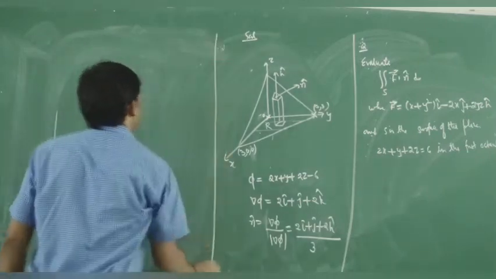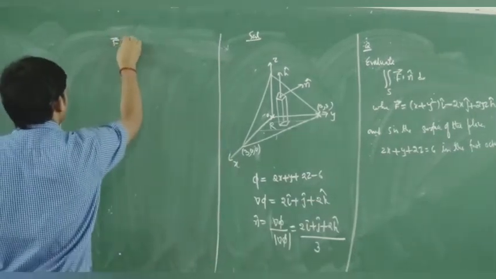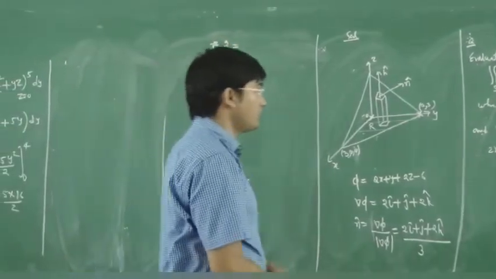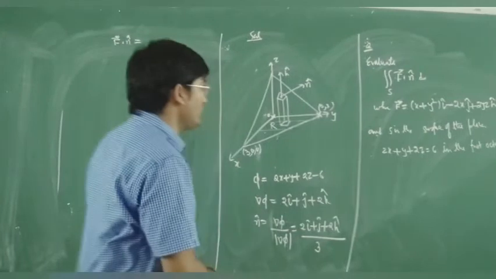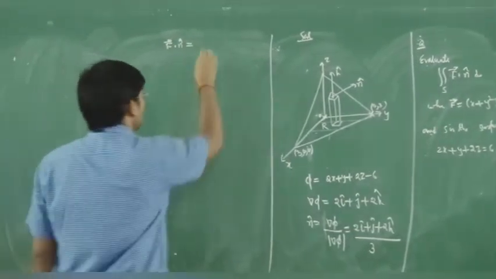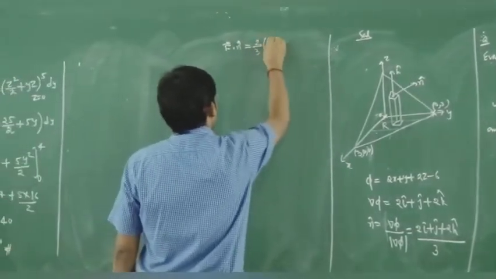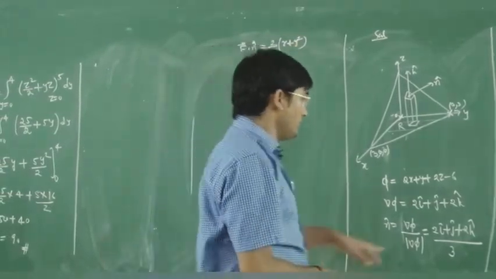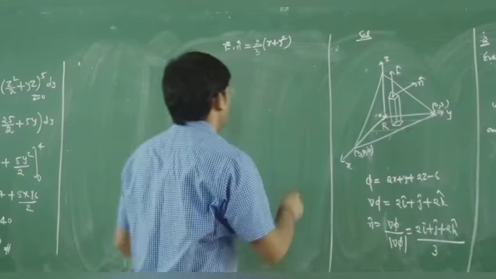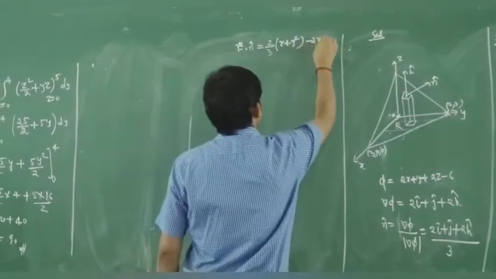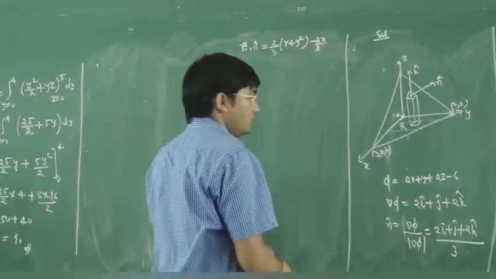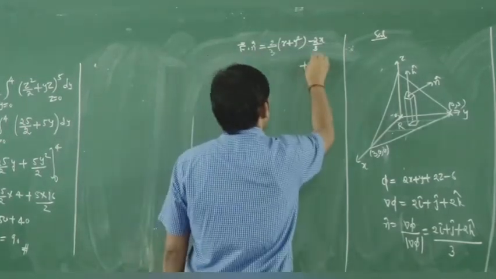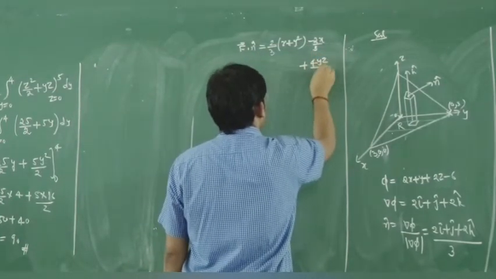Now your F dot n is equal to, so we have 2 by 3 into (x plus y square). This is your F dot n. Then we have minus 2x upon 3. Then your k dot k will be 2yz, that is 4yz upon 3. Then we have 4yz upon 3.